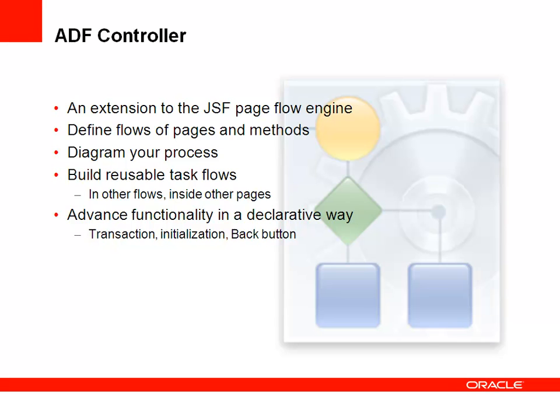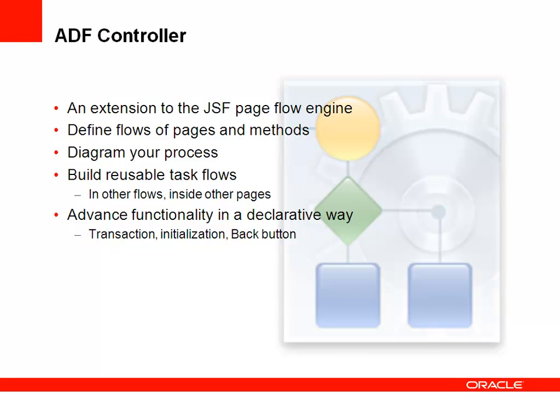Another layer of ADF is the ADF controller. This layer allows you to have better separation between the model and the view, and it basically extends the JSF implementation of the controller layer. One key difference between JSF and the ADF controller is that while JSF provides you a way to navigate between various pages, the ADF controller extends it to allow you to navigate between pages and functions as well. This way you can actually build a process flow rather than just a page flow.